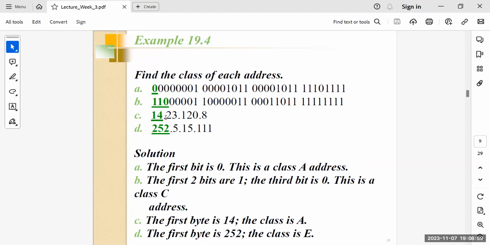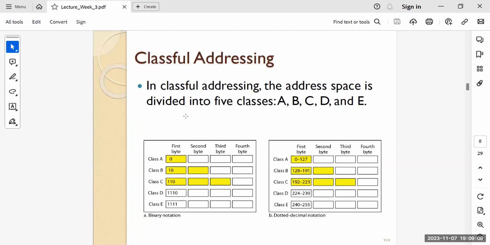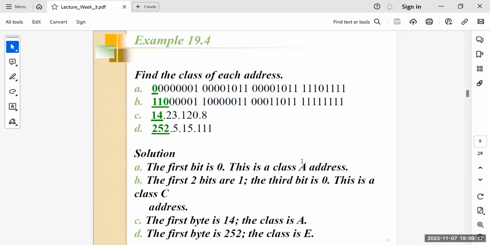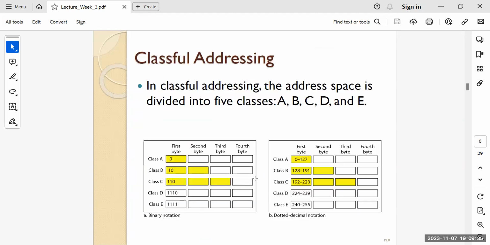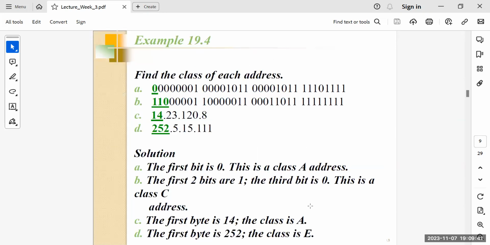Next, the IP address is now given in decimal notation, and the number in the first byte is 14. You can see that this is a class A address, because if the number in the first byte is between 0 and 127, it means this is a class A address. Next, 252.5.15.111. The first byte is 252, and 252 means this is a class E address.